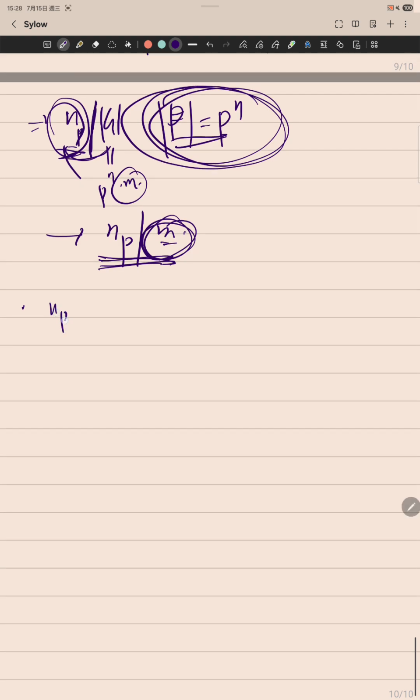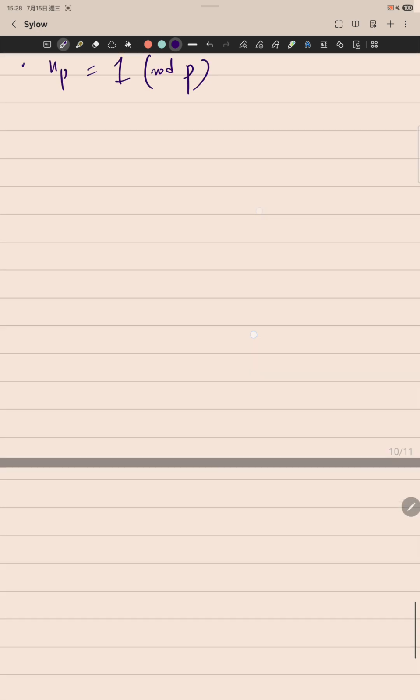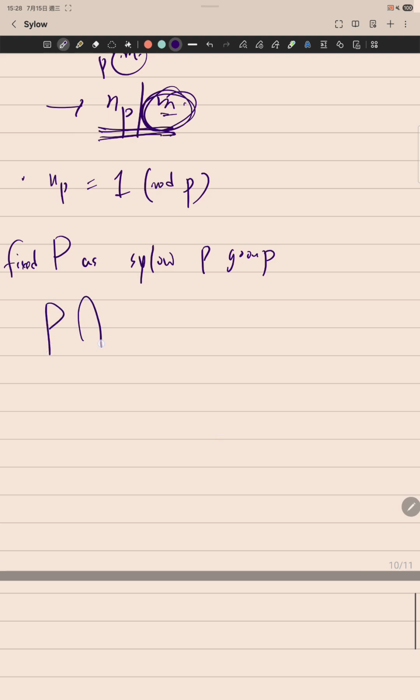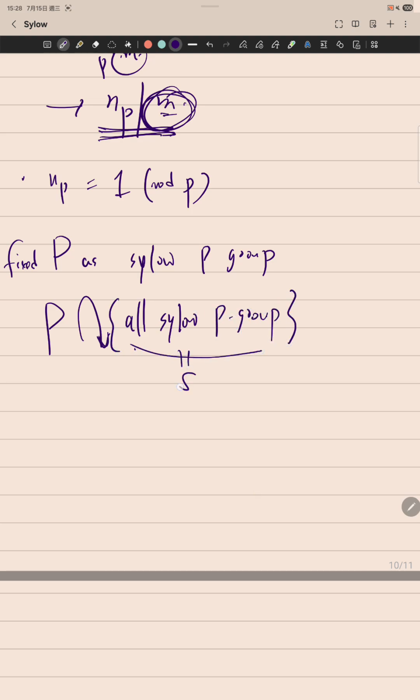Okay. So now we need to show that n_p is 1 mod p. This is much more technical. So the idea is that let me fix P as some Sylow p-subgroup. Now I consider P acting on all Sylow subgroups. So it's the same set as before, let's call it S.